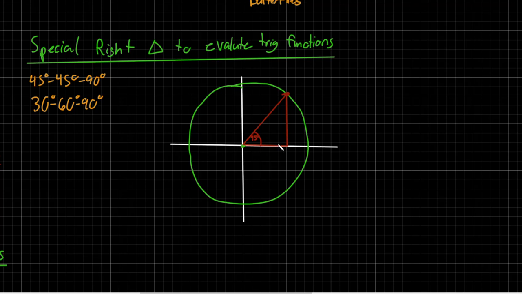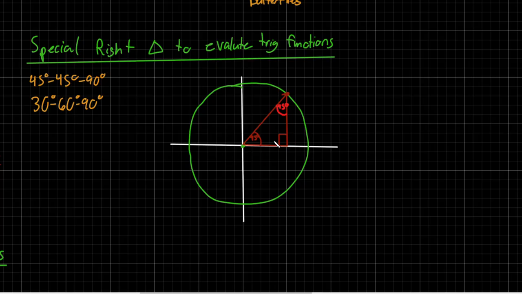What's this degree right here? 90. Yep. Sorry, this red is very dark. So this one up above is also going to be 45 degrees. So we have a 45, 45, 90.